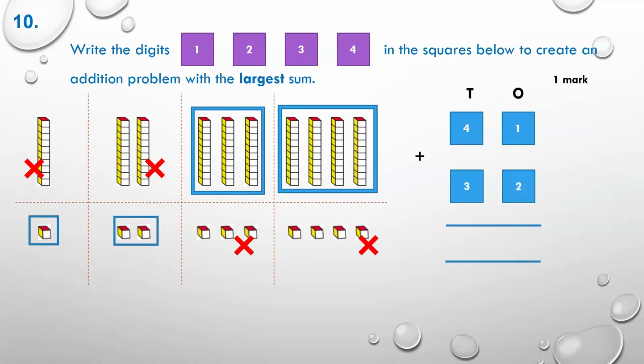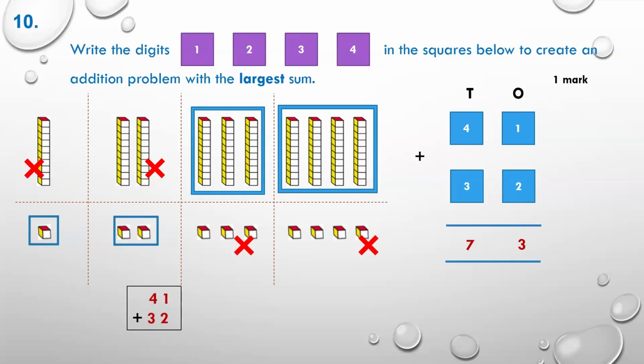And what they're asking us is to write the digits in the squares below to create an addition problem with the largest sum. And that's what we did. If we want, we can work it out. 1 and 2 is 3, and 4 10s and 3 10s are 7 10s. So what did we do? We said 41 plus 32.